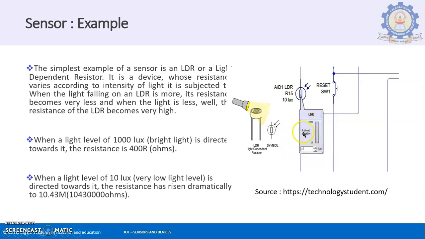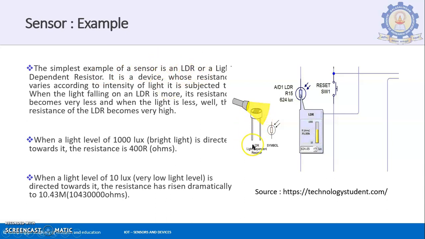So the resistivity is varying over here in ohms. You can see that the resistivity is 400 over here, and it is changed to 10.43 megaohms, which is now an insulator when light is off. When light is on, it becomes a conductor having very less resistance. Okay. So the simplest example is this LDR.